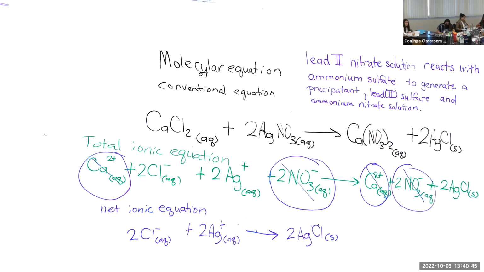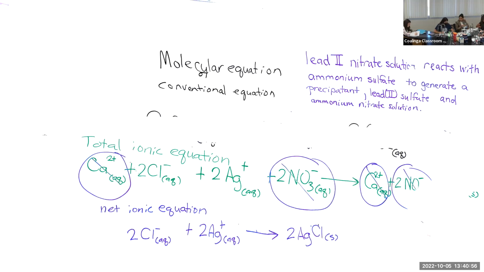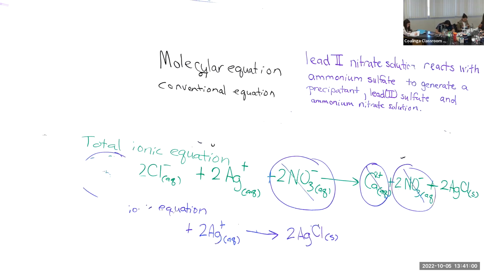See how well you guys are with that nomenclature, right? And a precipitant basically means a solid. A precipitant means a solid.